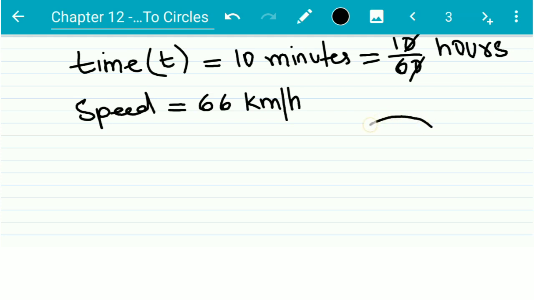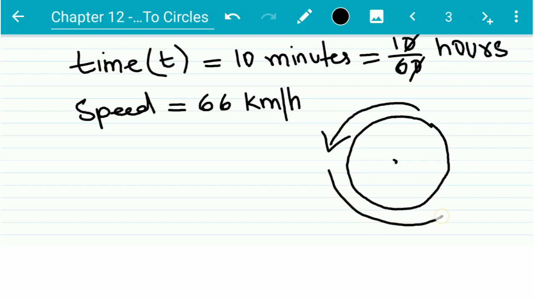See, suppose this is the wheel of the car. Wheel will be in the form of a circle. So, when the wheel rotates one time, when the wheel makes one revolution, see like this, it means what? It is the circumference of the circle, right? This length is the circumference of the circle. So, when it makes one revolution, it means it is the circumference of the circle. So, you can write the distance covered by the wheel to complete one revolution will be what? Circumference is what? 2 pi r.